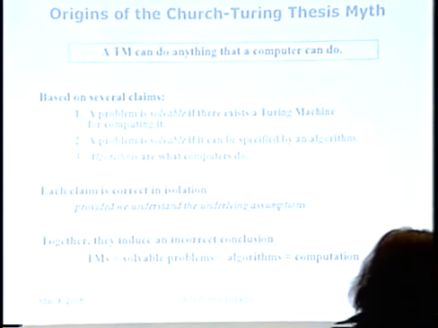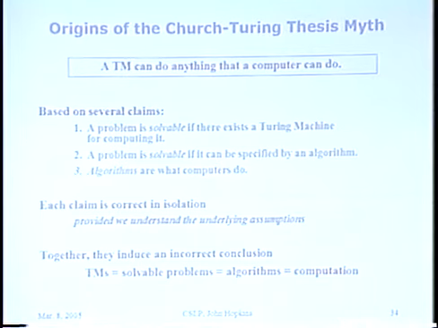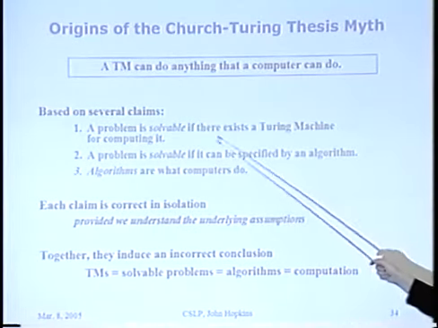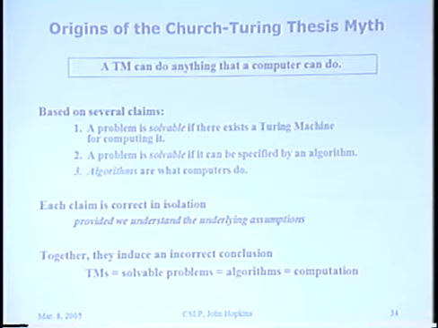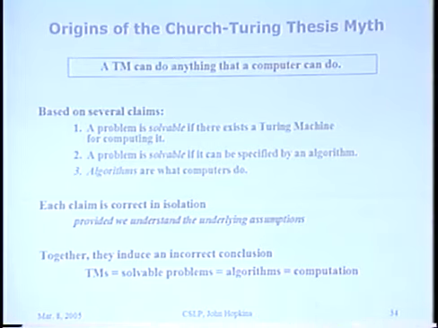Okay? So now we will go and look at the origins of this myth. Why is it so powerful, and is it wrong? Okay? So basically, we can deconstruct that myth into three separate claims, where each claim is in fact correct, provided that you understand the assumptions behind it. And the problem is that when you forget the underlying assumptions and allow yourself to combine them, what you then get is the incorrect conclusion: that Turing machines equals solvable problems, equals algorithms, equals computation. Okay?